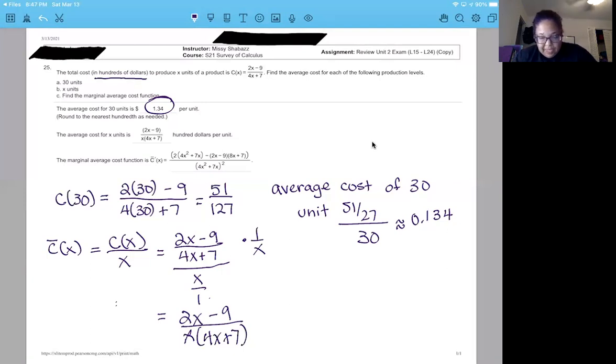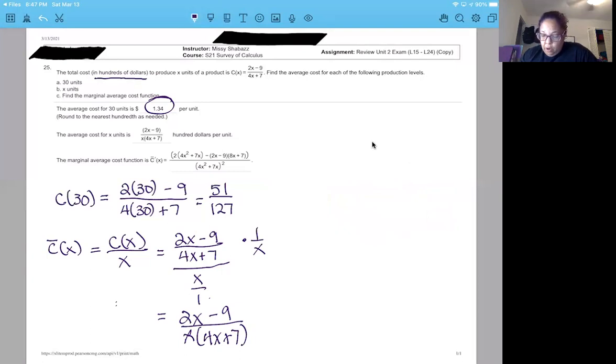All right, then the next one is find the marginal average cost function. All right, if I want to find the marginal cost, I take the derivative. So let me erase this. What I'm going to do is go ahead and distribute the x in that denominator so that I have a 4x squared plus 7x. That way, I don't have to use the product rule in the denominator.